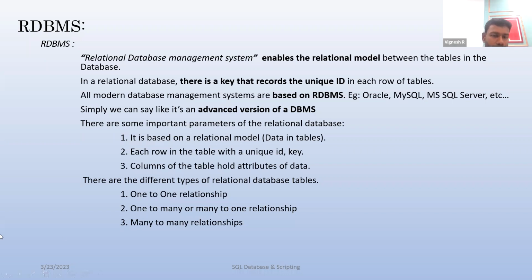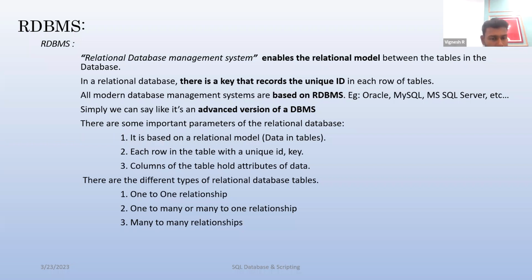There are some important parameters of the relational database. It is based on a relational model, which we already discussed. Each row in the table has a unique ID, and each column of the table holds an attribute of the data. Whatever the attribute of the data is, it is held in the column.